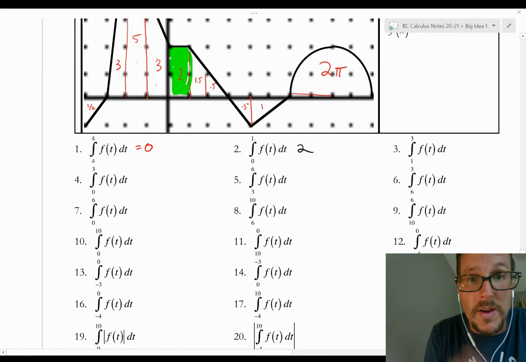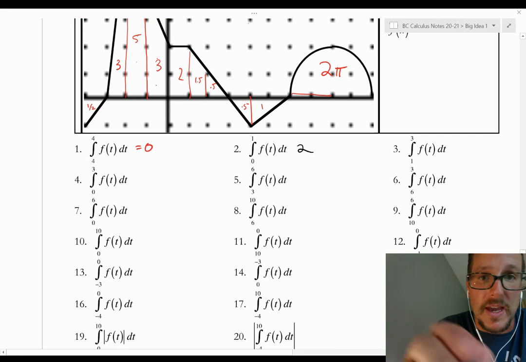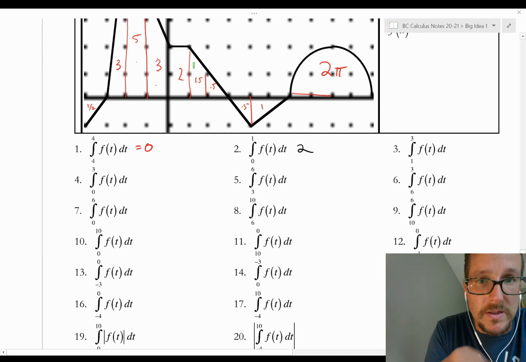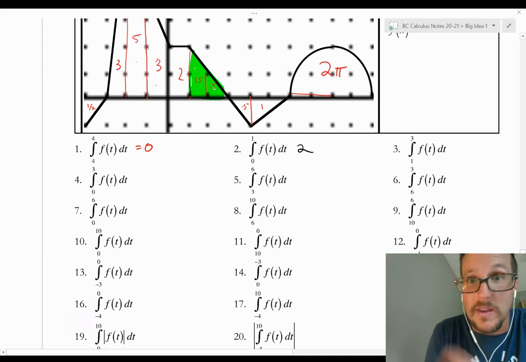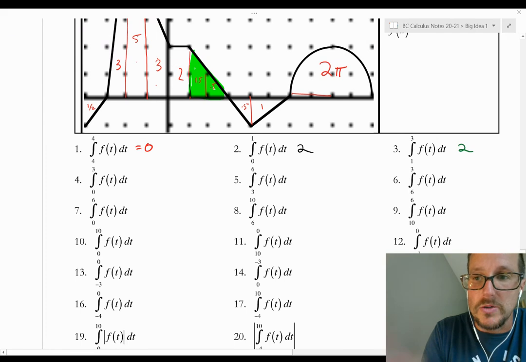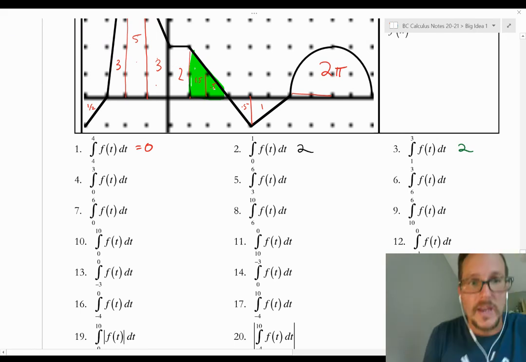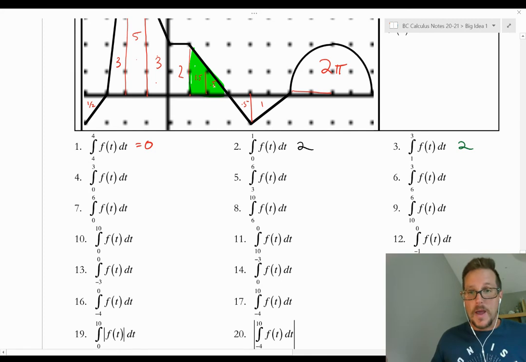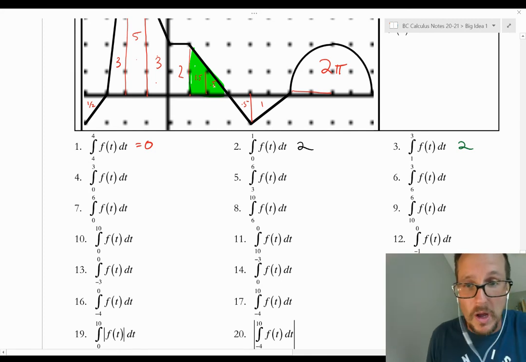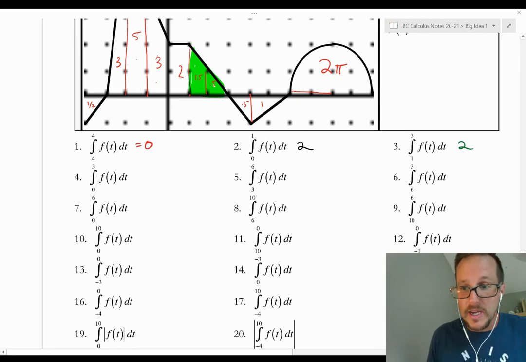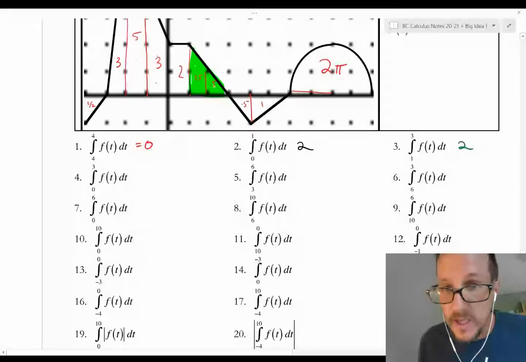Integral from 1 to 3, that is the rest of that area. Right here. So here's 1 to 3. Grand total, that is also 2. So that part is 2. Now, jump to the next line. Integral from 0 to 3. Well, hey, I already know 0 to 1, and I know 1 to 3. So the integral from 0 to 3 has to be the sum of those two things. So that's just going to be 4.